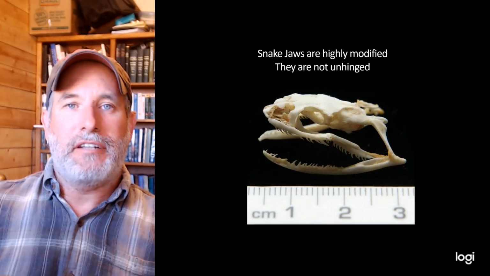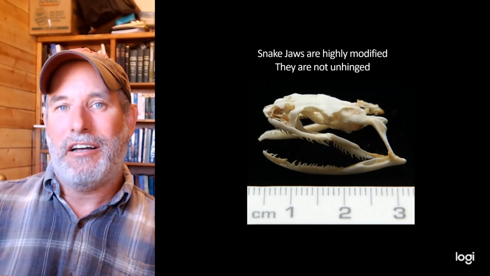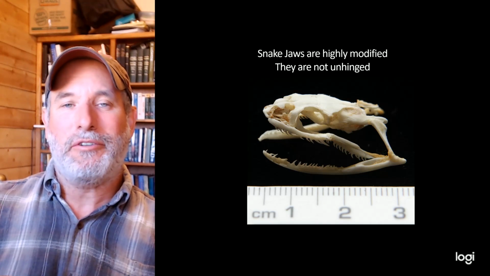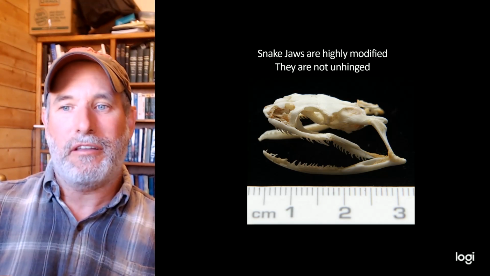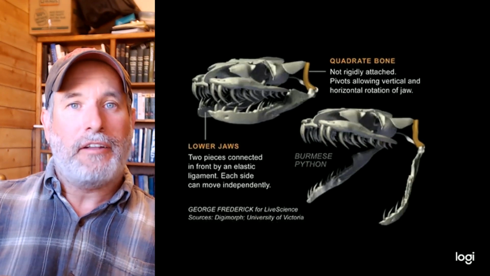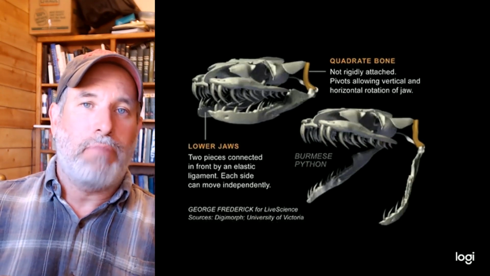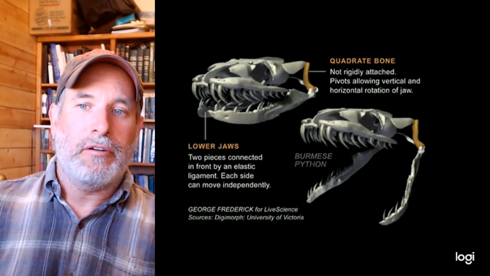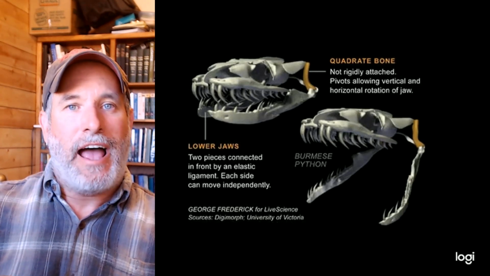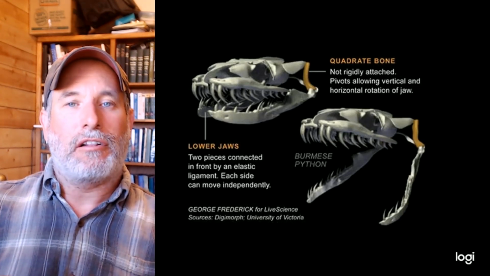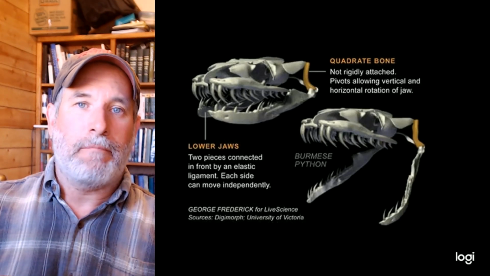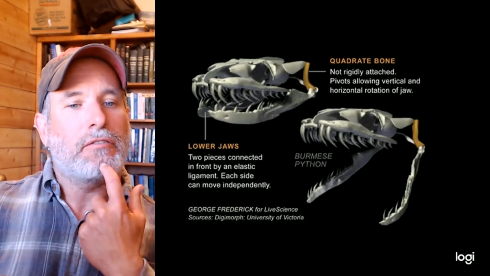Now, one thing about a snake jaw is it is not unhinged. That would be ridiculous. It would just flap around and they wouldn't be able to do anything with it. However, they do have what is called a quadrate bone. And the quadrate bone is not rigidly attached. That gives that jaw a lot of flexibility to open up wide. Also, think about your chin right here.